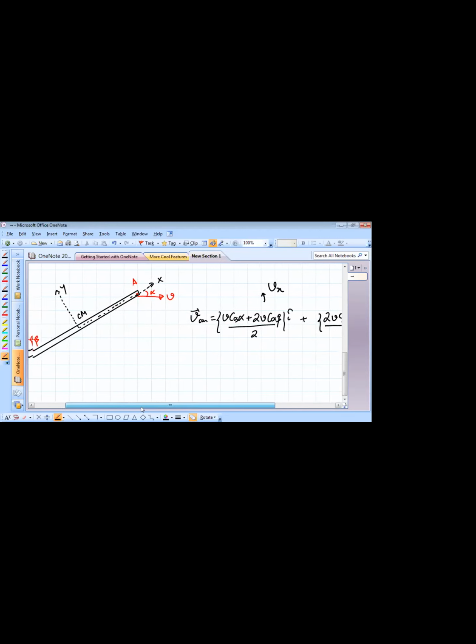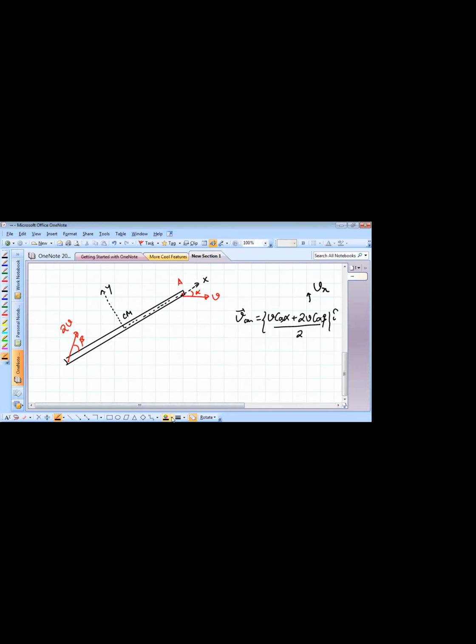Now, basically what is happening is that the center of mass here has, let's say, got some kind of velocity like this. Suppose the center of mass has some kind of velocity like this, which has a component along this direction as Vx and a component along this direction as Vy.